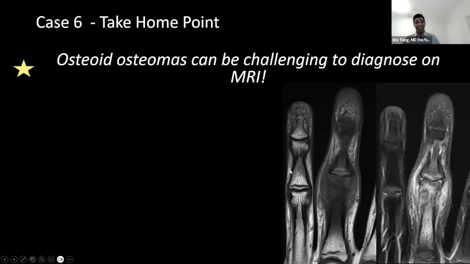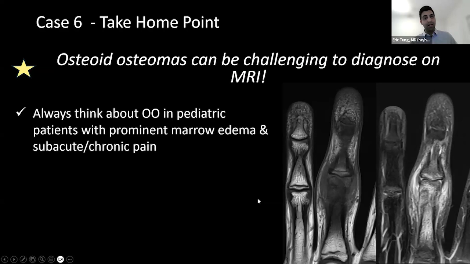The take-home point here, as you may be starting to appreciate, is that osteoid osteomas can be really challenging to diagnose on MRI. And these typical features that we think about with our tumor, with internal mineralization and periosteal bone formation, can be really hard to pick out. And so always think about osteoid osteoma on your differential in a kid who has prominent marrow edema and subacute or chronic pain. I'm training myself to really ask myself that question anytime I see that history, could there be an osteoid osteoma here, and to really go through the sequences very carefully to look for the tumor.